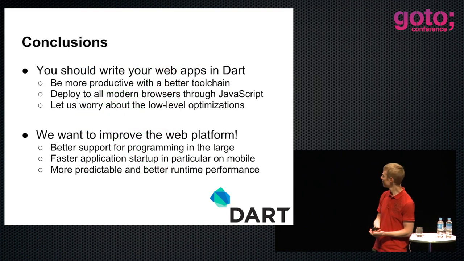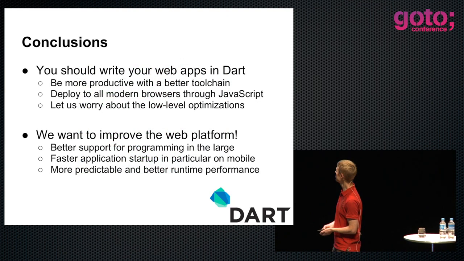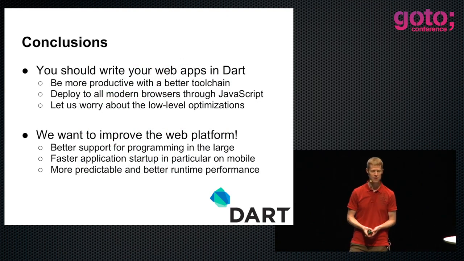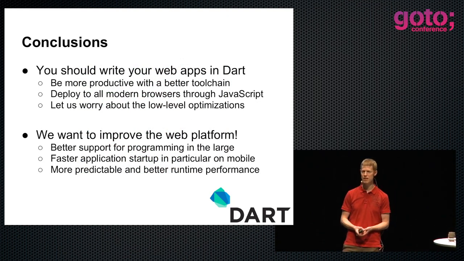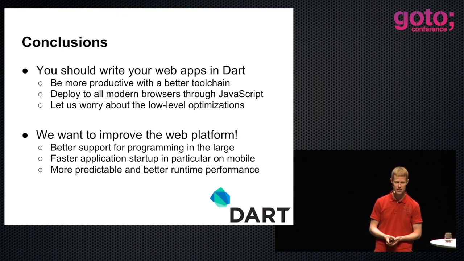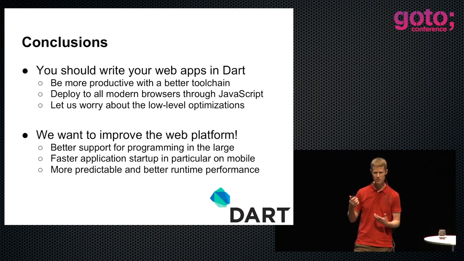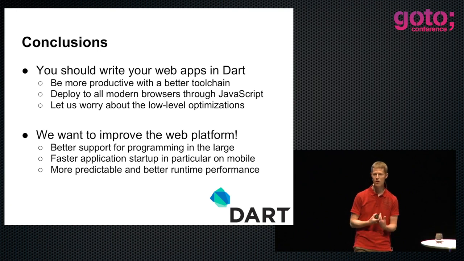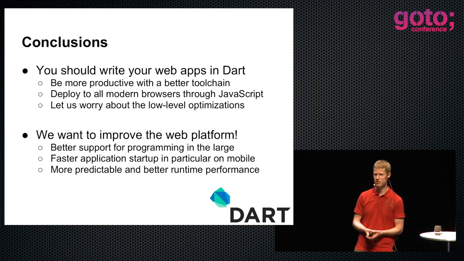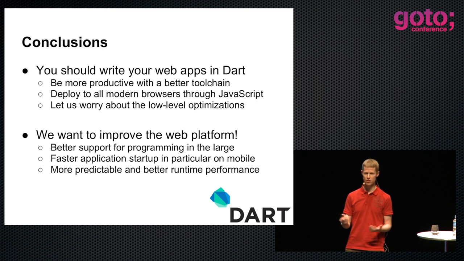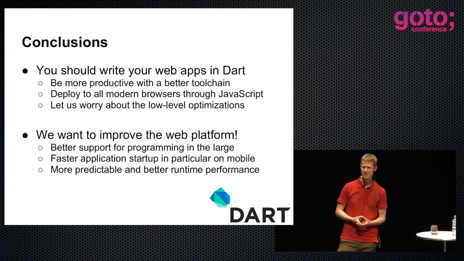So conclusions are very simple. You should write your web apps in Dart, and you should compile them to JavaScript if you need a compatibility story with the modern browsers. You can be more productive if you have a good tool chain that goes from editing to a good compiler to generate these things for you. And you can let us worry about some of the low-level optimization, so you don't have to argue with your coworkers about all these low-level tricks and things you need to worry about in JavaScript.